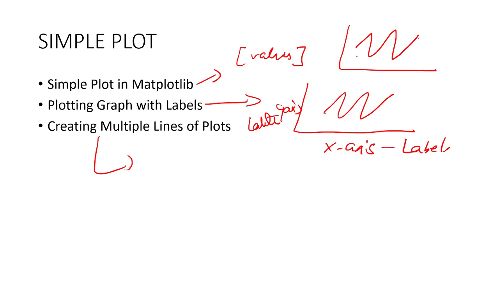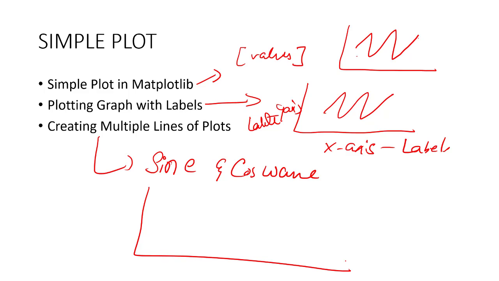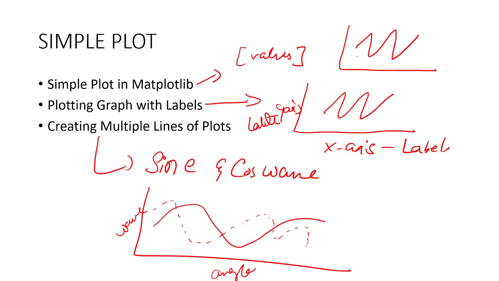When you move to the graph with labels, or plotting multiple lines, we can use two things, sine and cos wave. When we use these two waves, one will be the normal wave and another will be dotted. So whenever we use two waves, one is dotted and one is the normal wave. This is your angle, so you can use these waves as well, the sine and the cos.